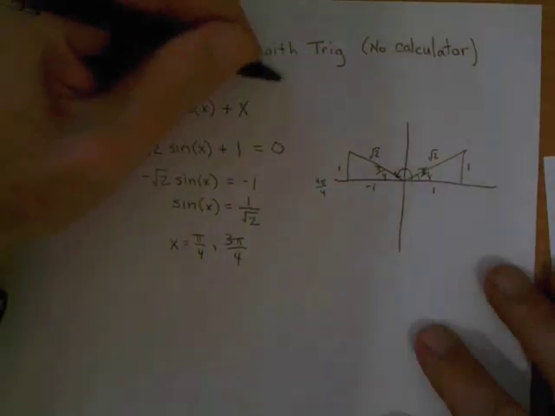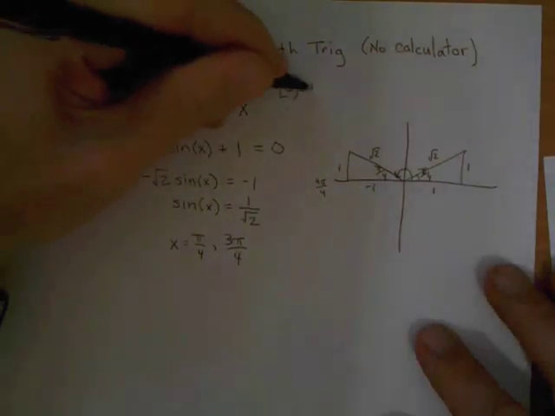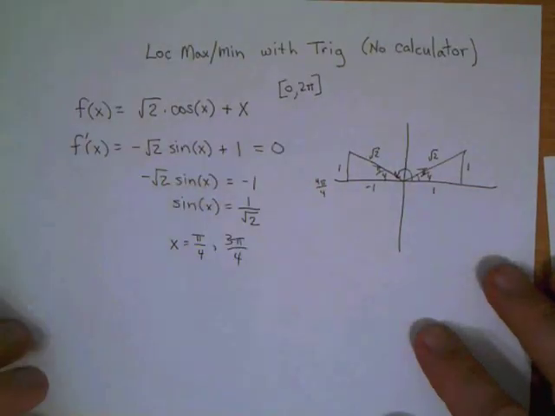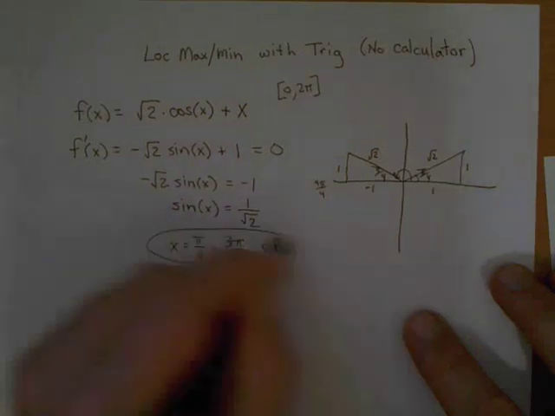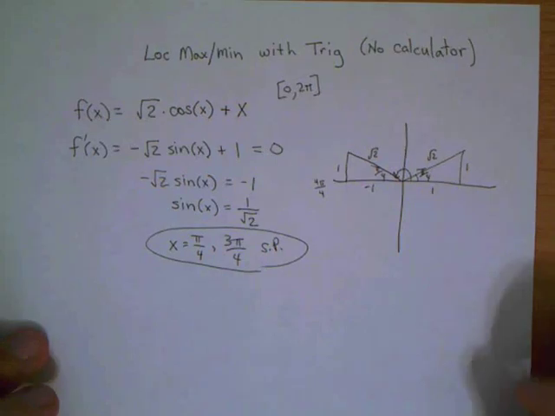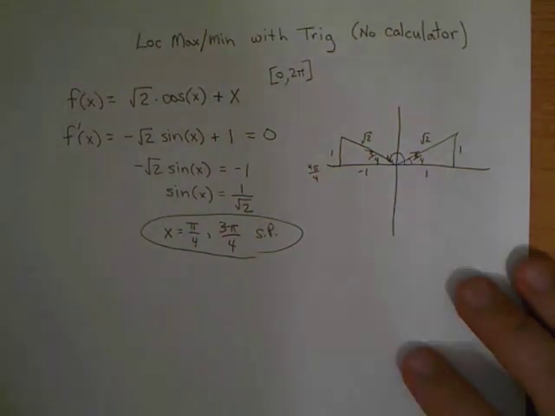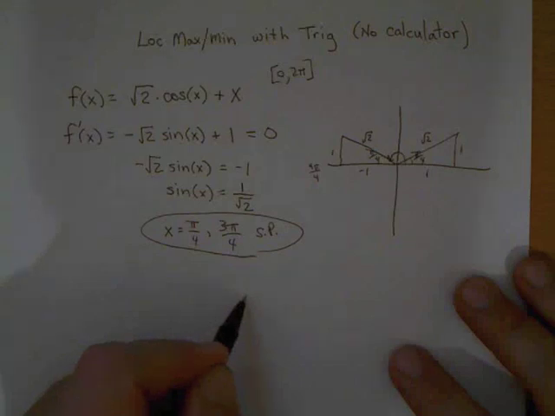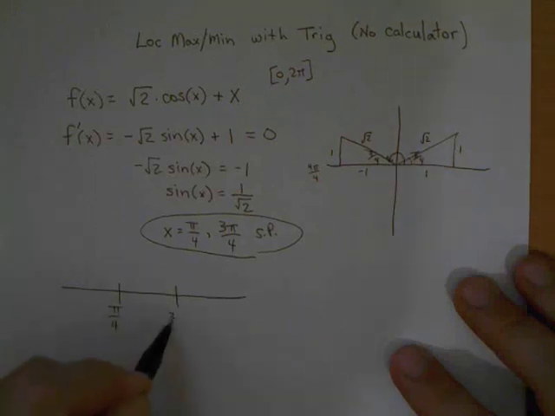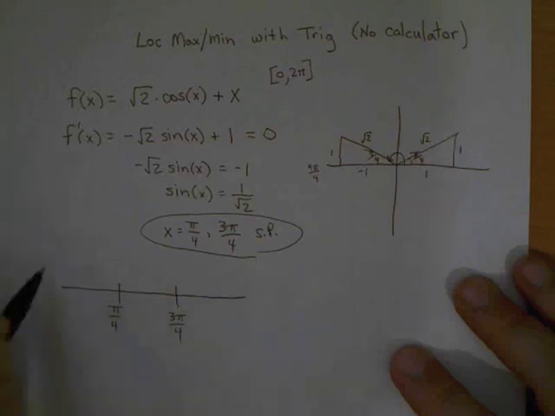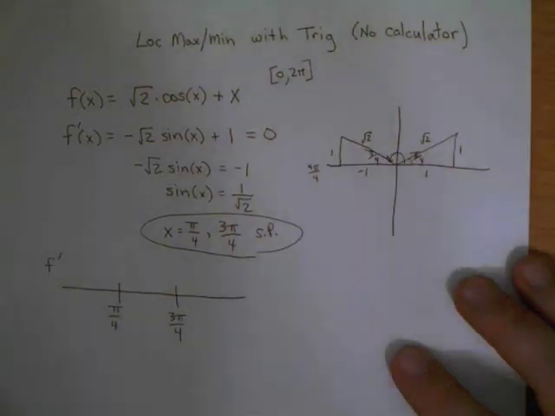Again, we're limited in this problem to the interval 0 to 2 pi. And so those are our stationary points where we will consider for local max-min consideration. Now, we'll make our sign chart, put our stationary points on it of pi fourth and 3 pi fourths. Keep in mind, we're only going from 0 to 2 pi.